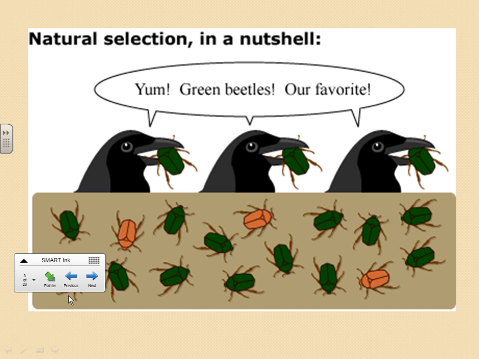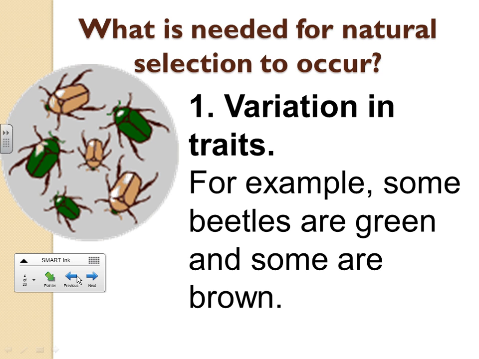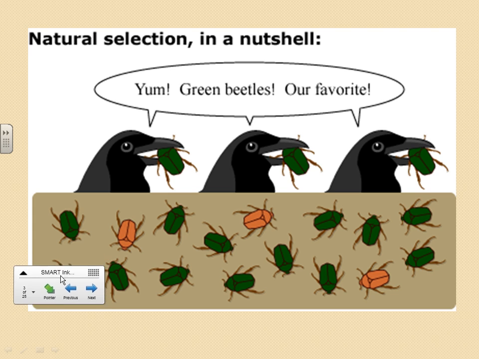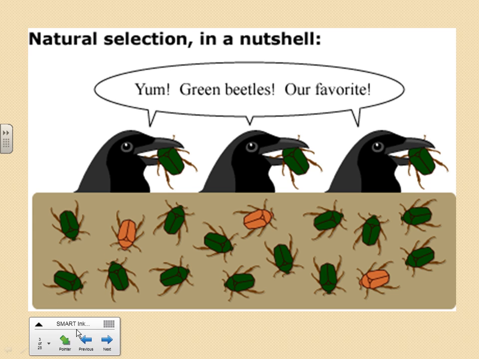So natural selection in a nutshell, we have some birds. These birds find the green beetles yummy. They don't like the brown beetles quite as much. So think about what's going to happen over time. They are constantly eating the green beetles. The green beetles are going to become less and less. So what's going to happen to the brown? Well, we're going to find out that we have more and more brown in the future. And that's basically the idea of natural selection.